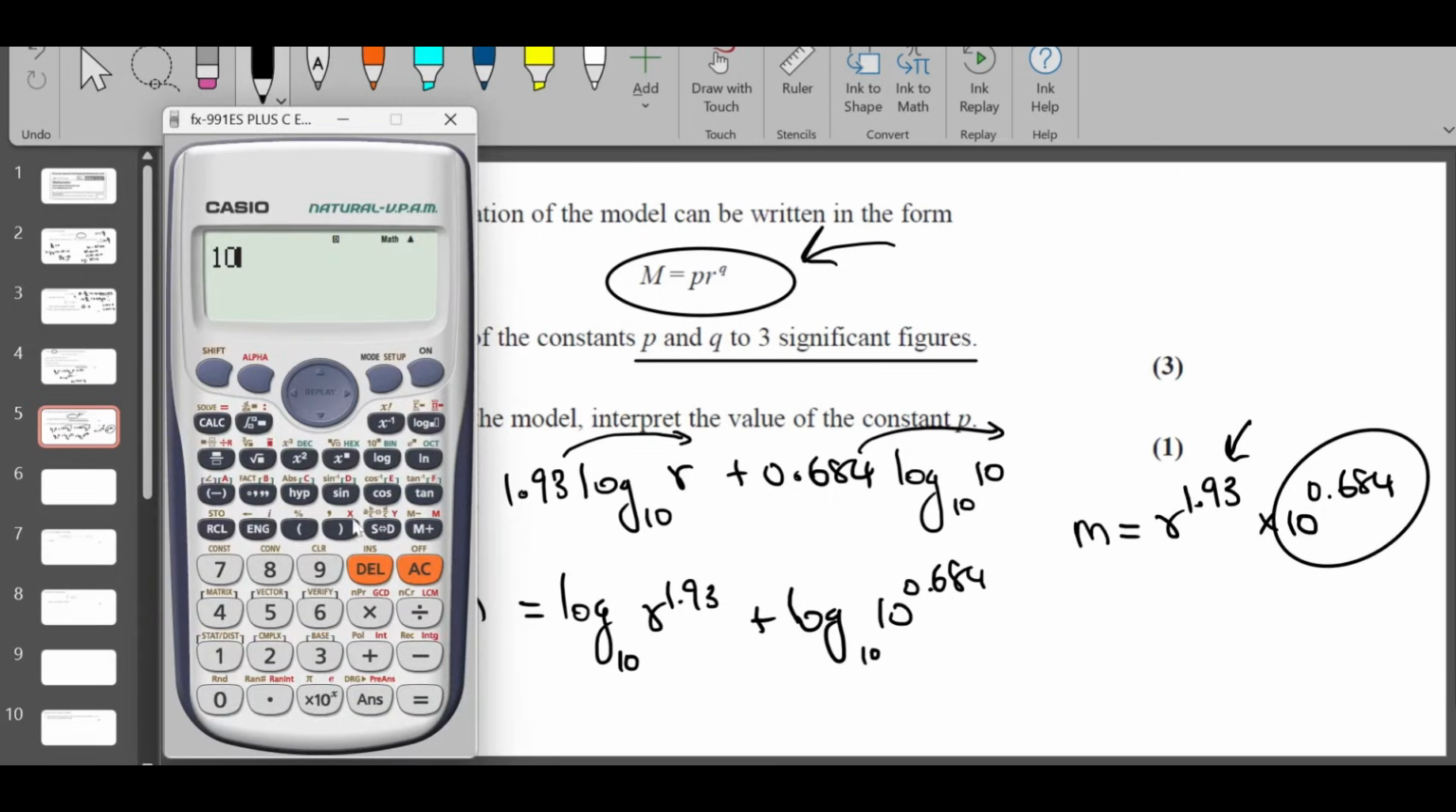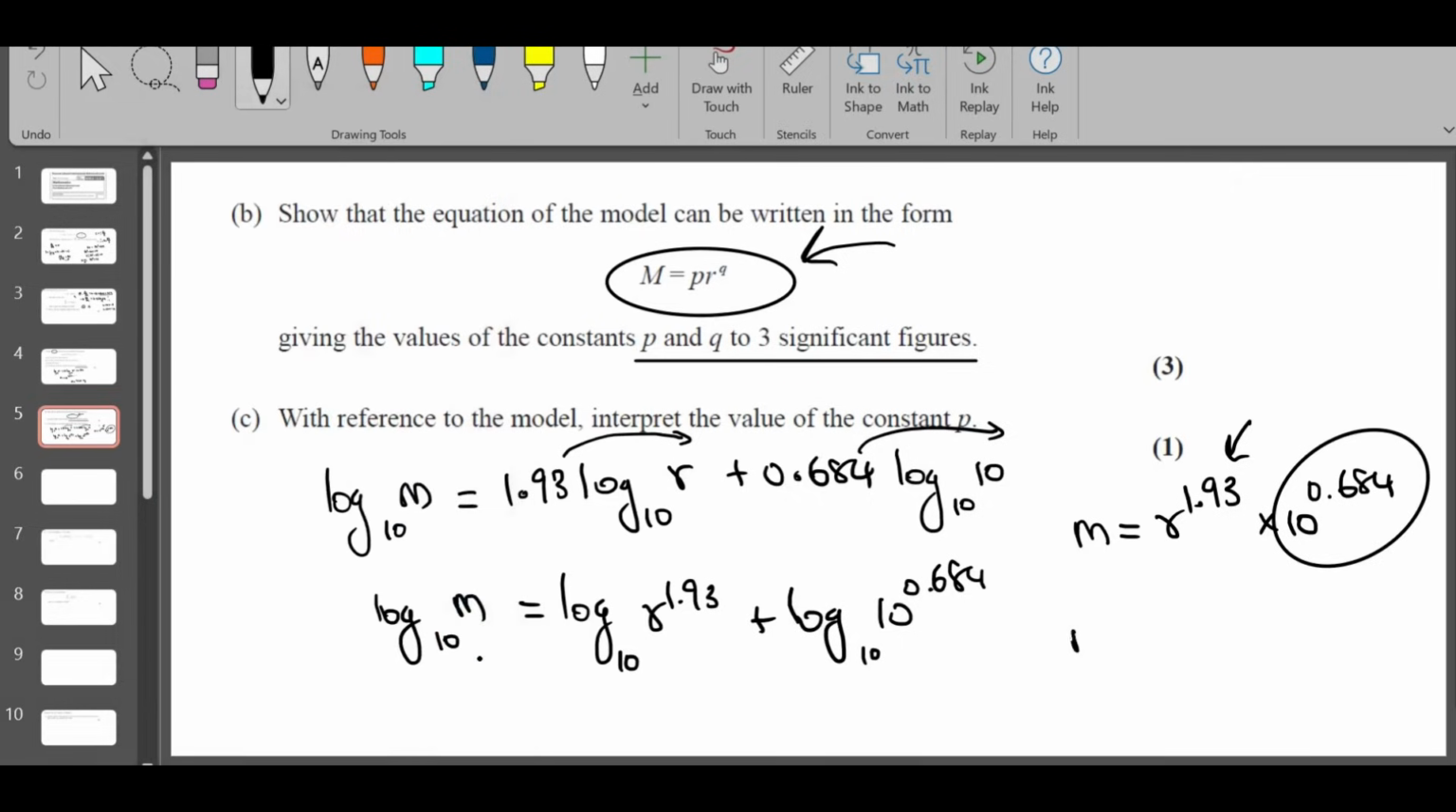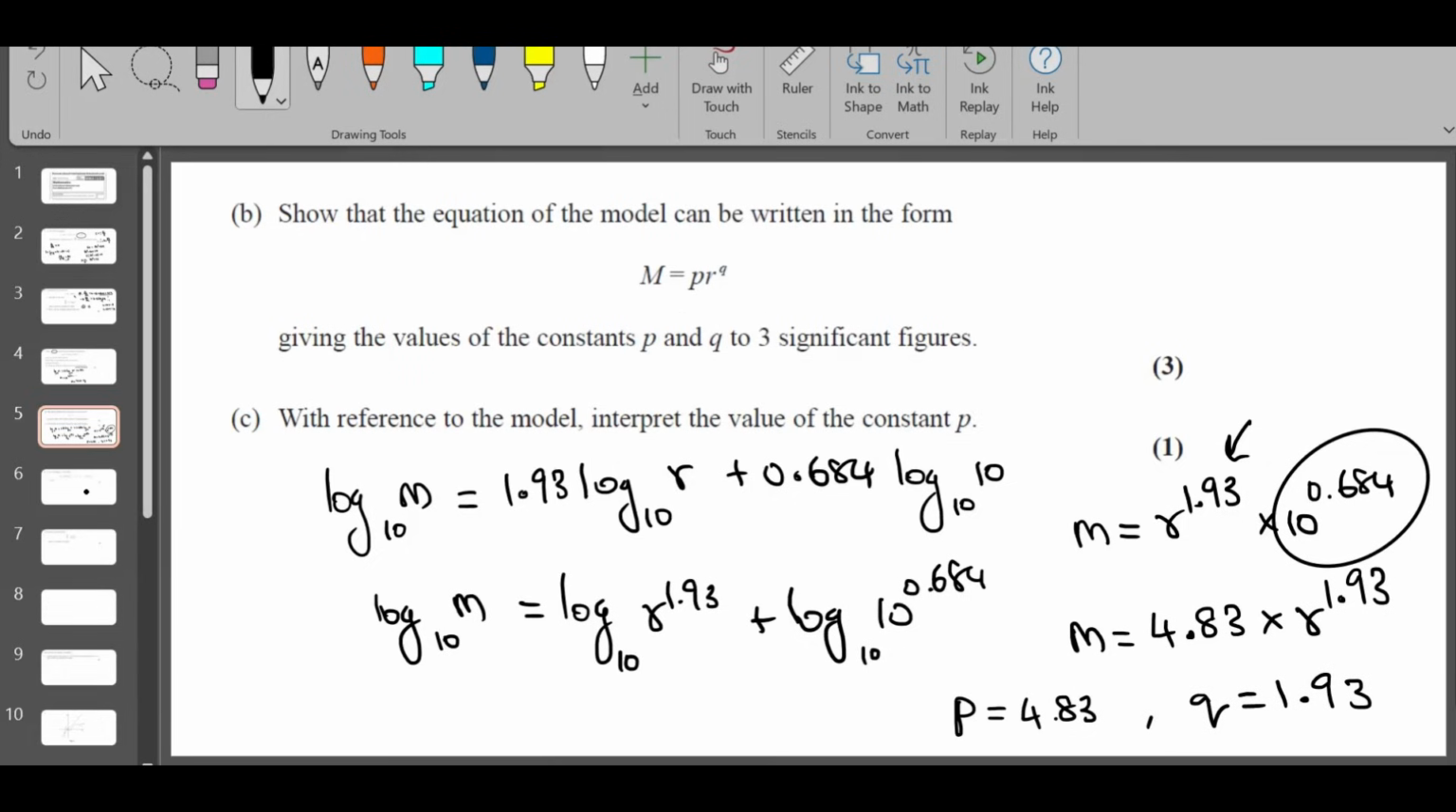So it's 10 to the power 0.684, which is 4.83. So m is equal to 4.83 times r to the power 1.93. If you want, you can write p and q separately. P is this, q is this. That's all. Okay, now we have m is equal to p r power q.